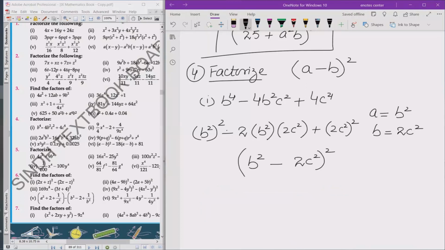So this is the answer of this part, right? Now we have question number 2 because it's from fraction. So we will solve this one. And after that, we will solve question number 4 or either 4 or 6, right?